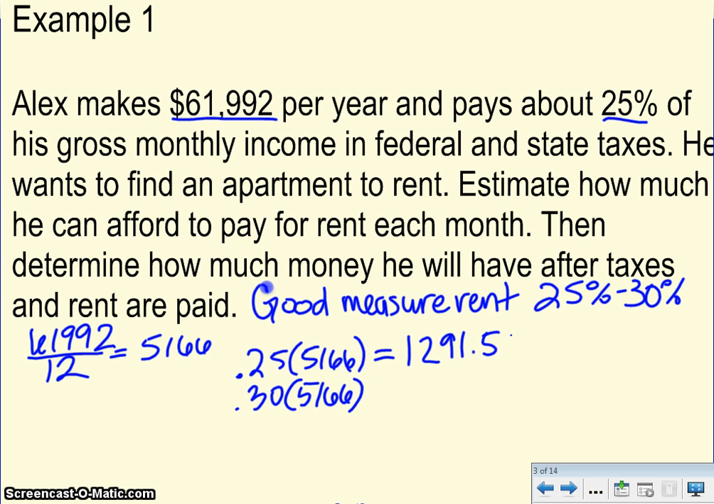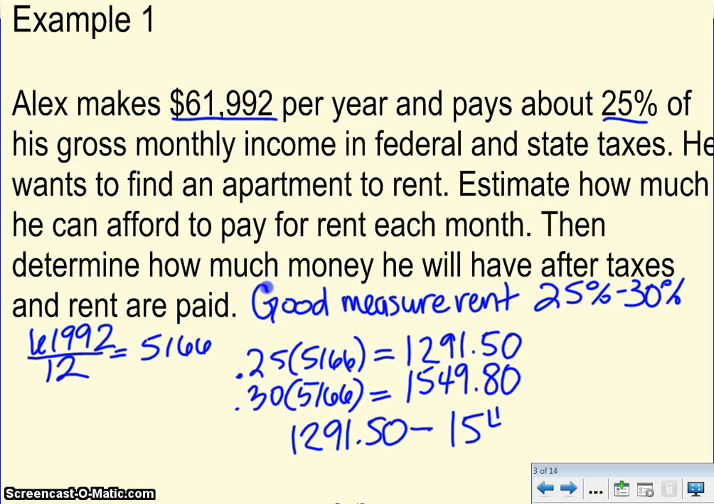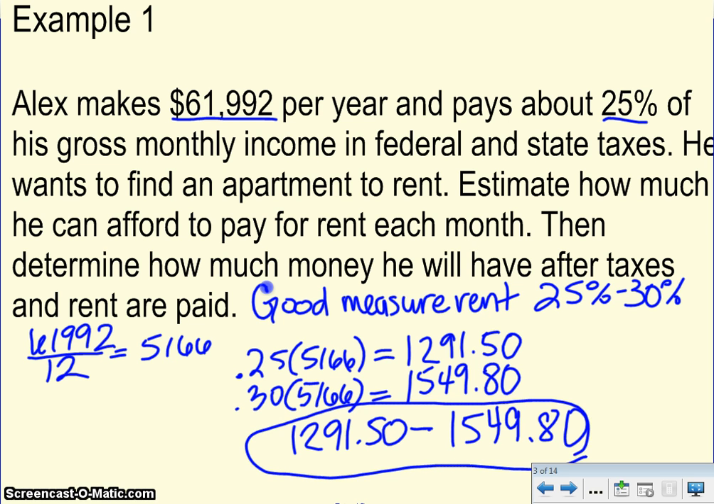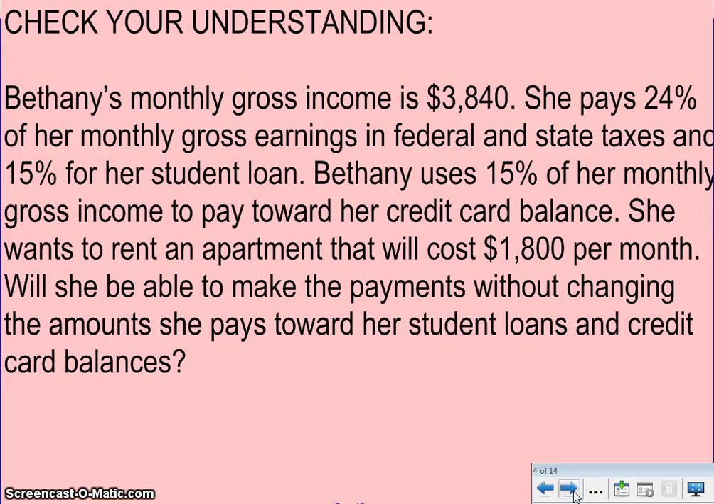And then we have a range of what Alex should be paying for this rent. So I'm looking at $1,291.50 at 25% and $1,549.80 at 30%. So it's actually a range, and it's given as $1,291.50 to $1,549.80. And that's where he should be with his costs for his monthly rent. All right, please press pause. Go ahead and read through this, see if you can answer it, and then come back and we'll work this through together.